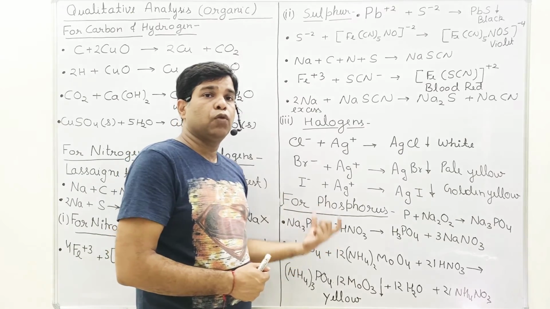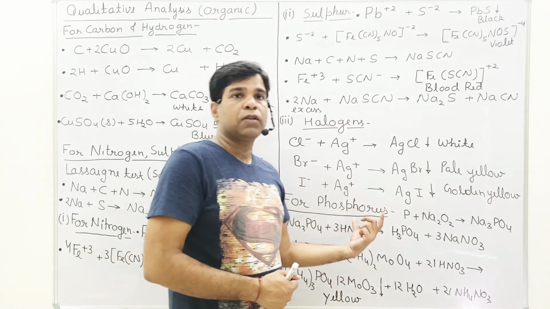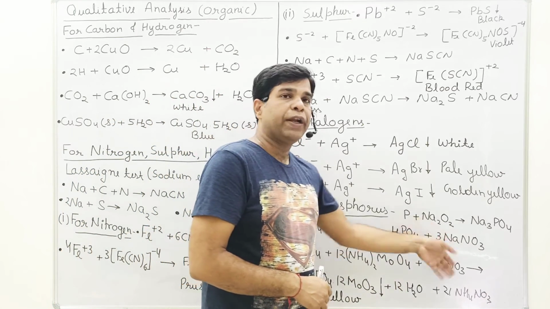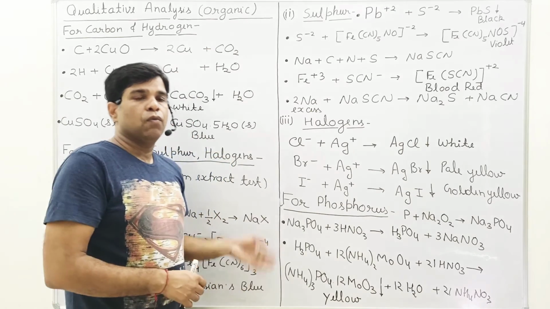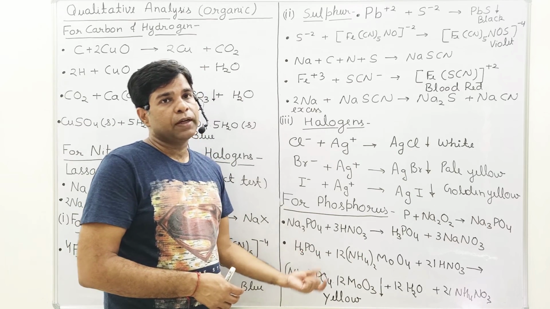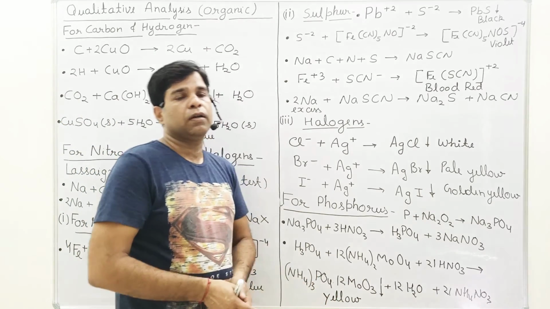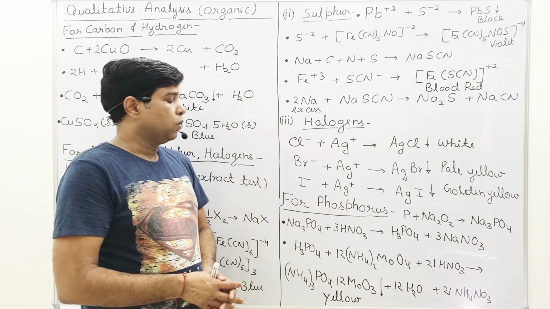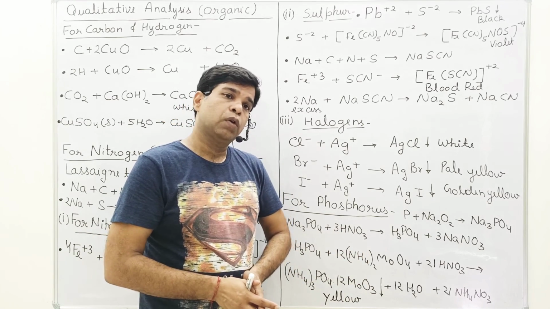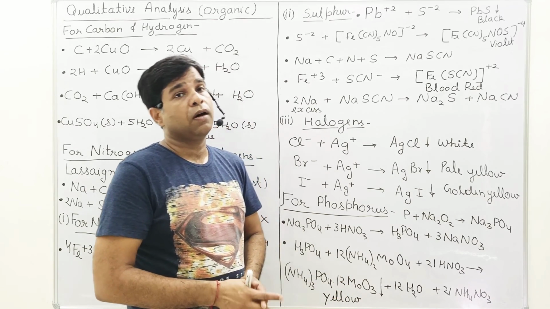In the solution of H3PO4 we add the ammonium molybdate. How does the reaction take place? 1 mole of H3PO4 plus 12 moles of ammonium molybdate (NH4)2MoO4 plus 21 moles of HNO3 gives us 1 mole of ammonium phosphomolybdate, whose formula is (NH4)3PO4.12MoO3, which is yellow in color. It makes the solution yellow in color. Along with that it also gives 12H2O and 21 NH4NO3. So if this yellow color is formed, then we can prove that in the given compound phosphorus is also there.